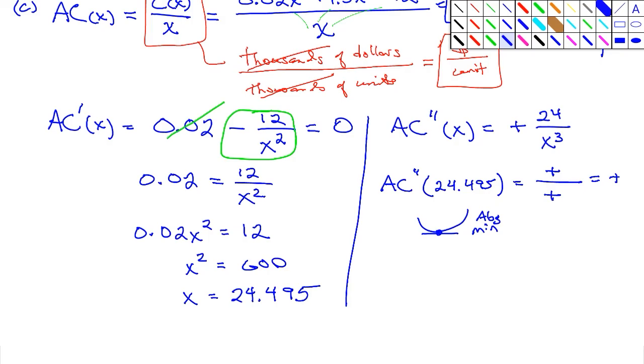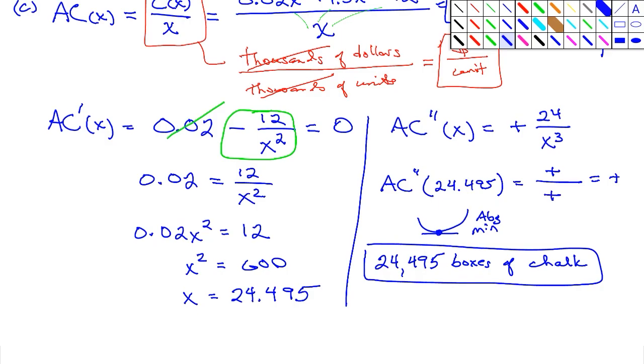So the answer to question C, how many boxes of chalk should be produced to minimize the average cost, is 24,495 boxes of chalk. And then question D was, what is the minimum average cost? So AC at 24.495 is approximately $2,480.